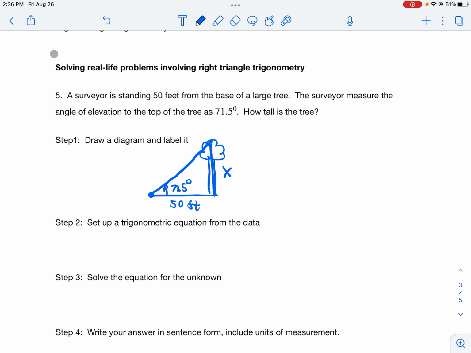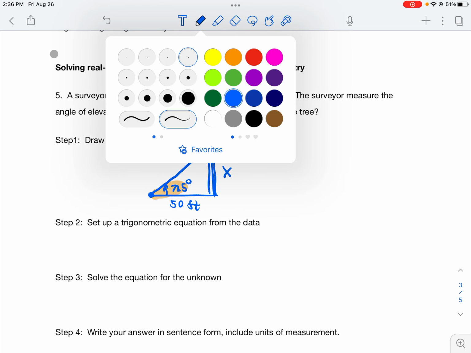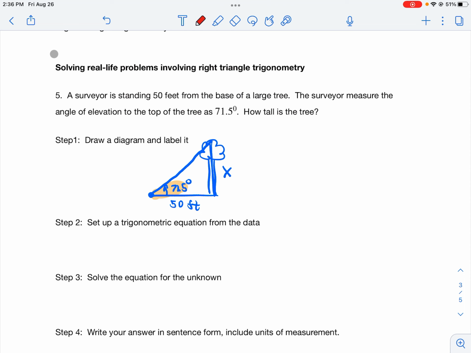Okay, now I've got to set up a trigonometric equation for the data. So look at this. You're given two sides of the triangle and you're given an angle. So if I'm looking at this angle here, this angle of 71.5 degrees, and I identify the sides that I was given here, I'm given this side, which is opposite the angle, and then I'm given this side, which is the adjacent leg to the angle.